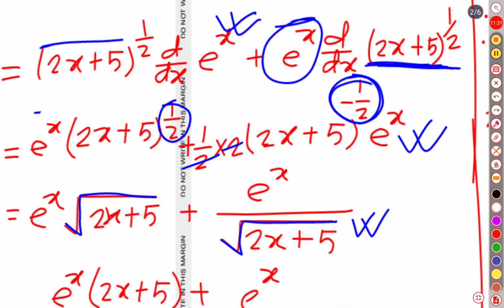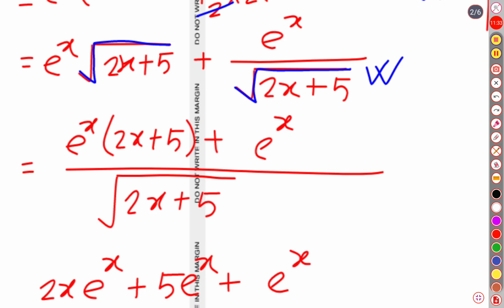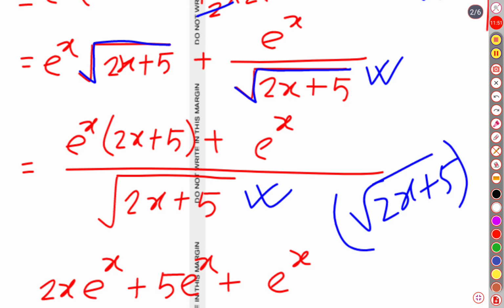Let's see the next step. Ultimately, if we simplify, this will be the LCM, and then if we multiply the square root of 2x + 5 into the square root of 2x + 5, it will be a whole square, isn't it?